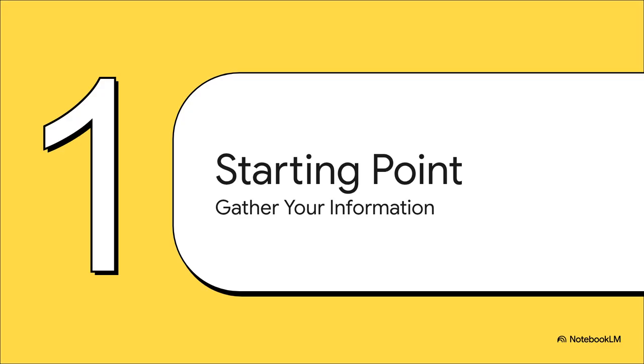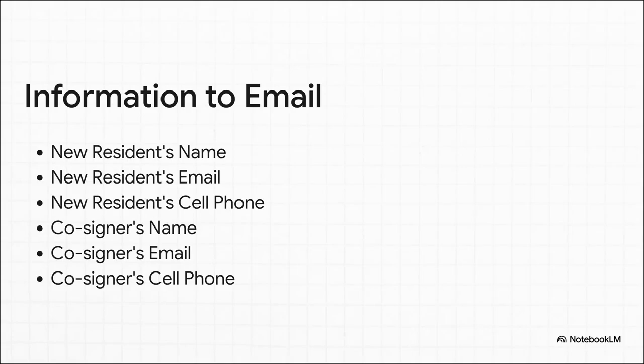This is where it all begins. Let's see what you need to do first. Okay, your very first move is to send an email to Venice Properties. And you need to have 6 specific pieces of info in there. You'll need the new resident's full name, their email, and their cell. Then you need the exact same 3 things for their cosigner: name, email, cell. Get all 6 of those details together because seriously, nothing can happen until they have all of it.